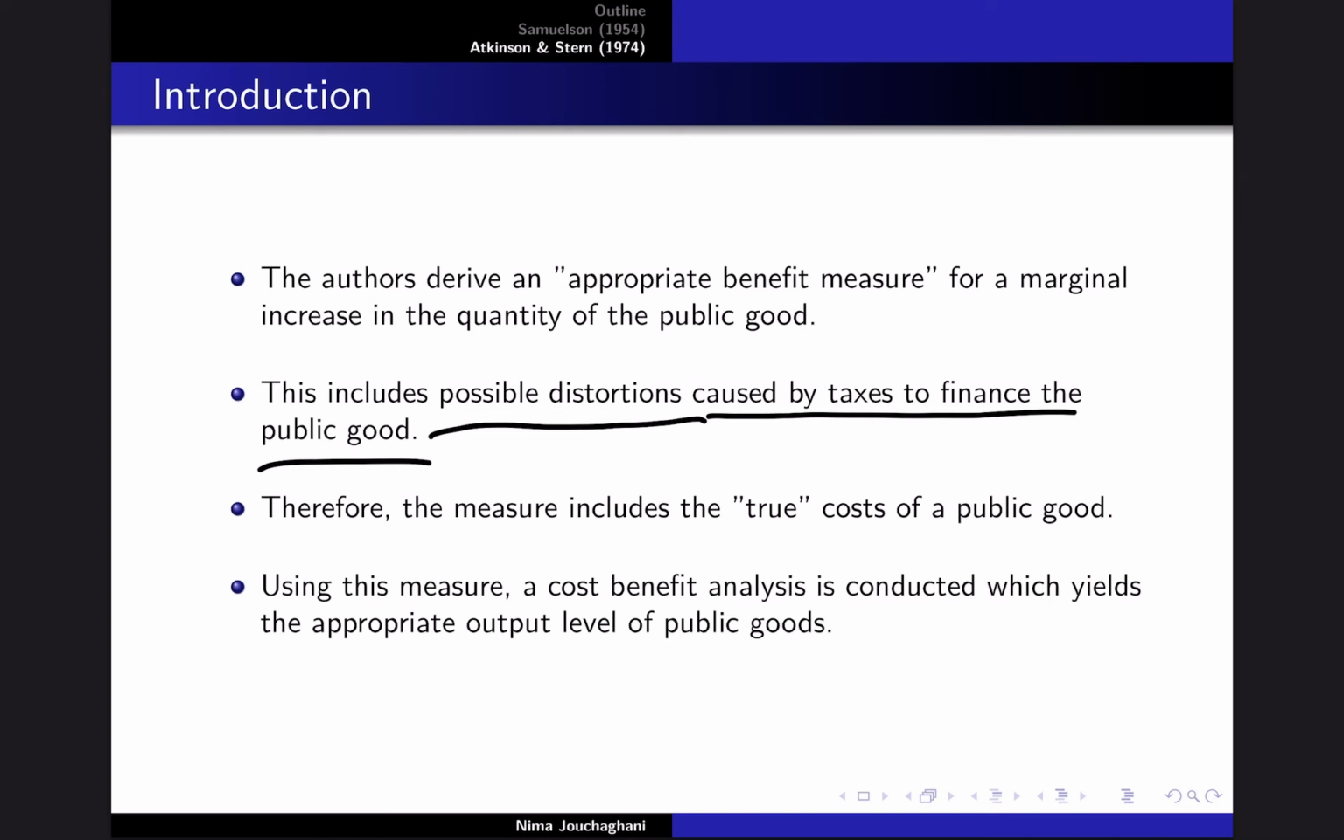As a consequence, the measure that they consider includes the true costs of a public good. And using this measure, the authors are then conducting a cost-benefit analysis of a marginal increase of the public good, and this yields an appropriate output level of the public goods. And then they conclude by comparing the efficient or the optimal output level of a public good when there are only lump sum taxes available, so this is the Samuelson case, with the case where only commodity taxes are available, which are basically the distortion taxes which are used in this paper here.